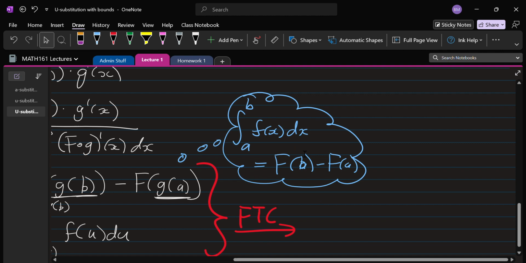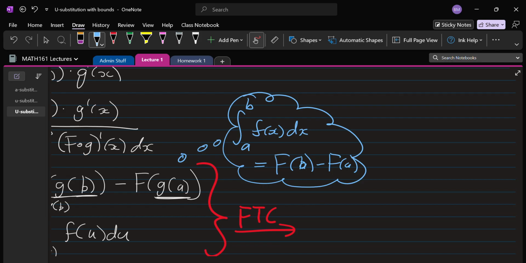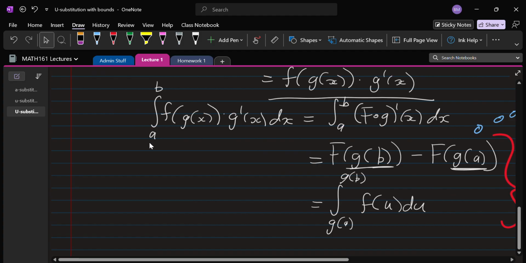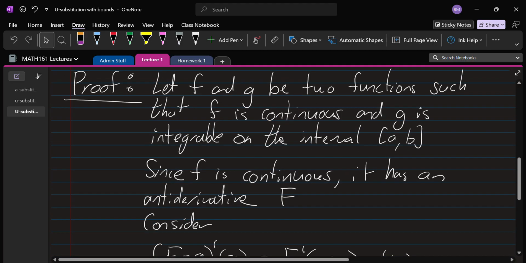Please make sure you know that. Yes? Yeah, this is just from our FTC on definite integrals. The Riemann integral of some function is just the antiderivative evaluated at the bounds. Remember, we wrote it like this. Okay. Any other questions?